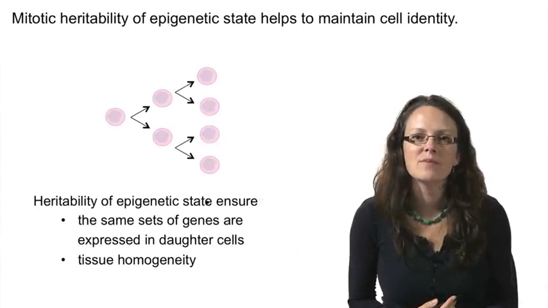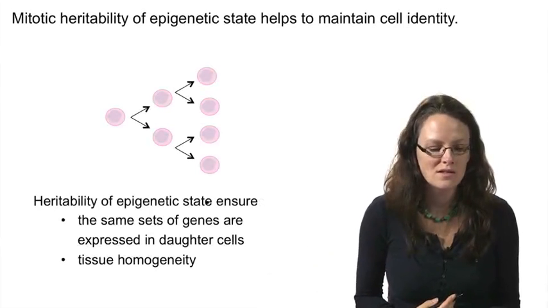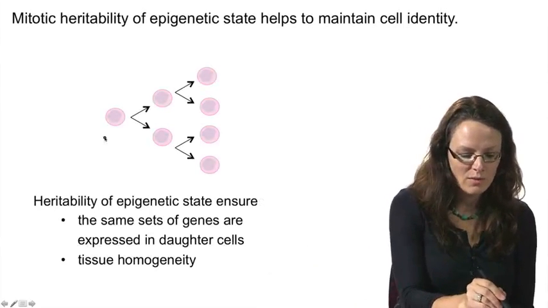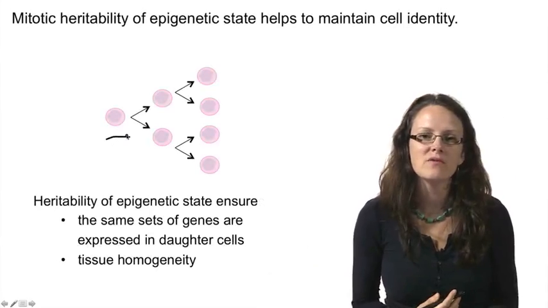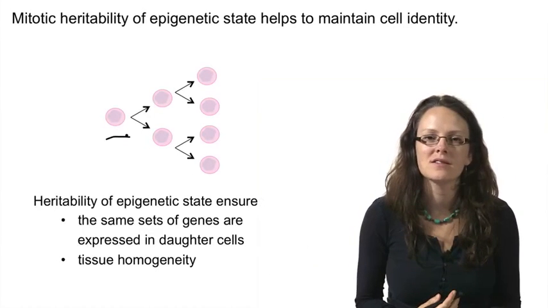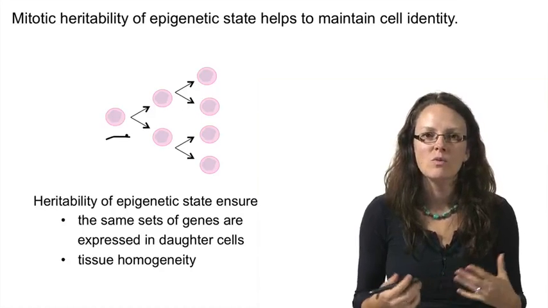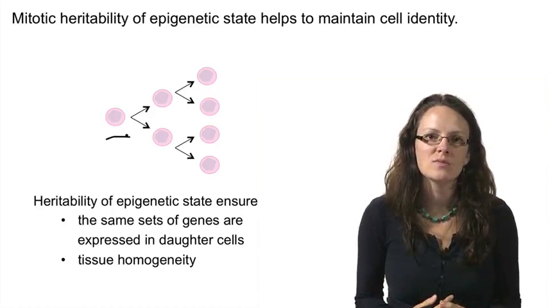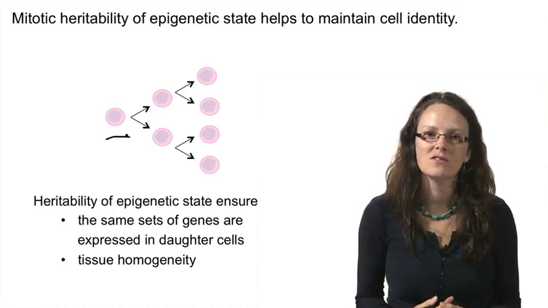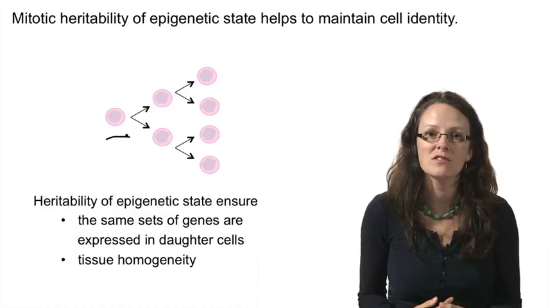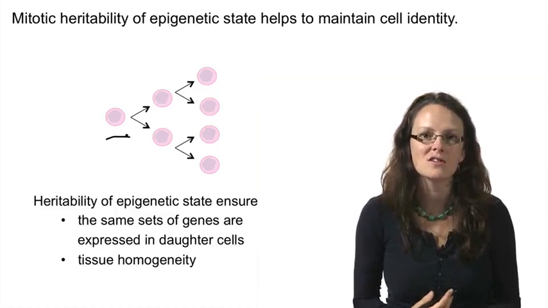So let's think about this mitotic heritability and what it really means. Well, if you take the single cell here, and when it divides, if it copies over all of the epigenetic marks that it has to its two daughter cells, then those epigenetic marks will bring about the same changes in gene expression, or the same gene expression profiles. And so the two daughter cells will have the same phenotype, the same function as the parent cell, and so on for the next generation.